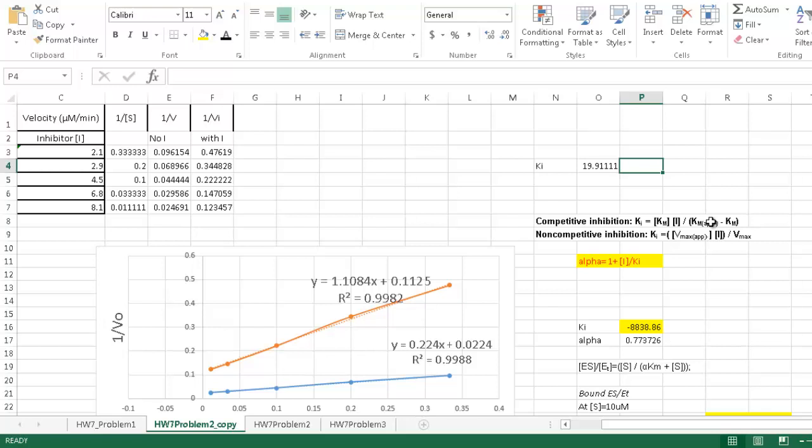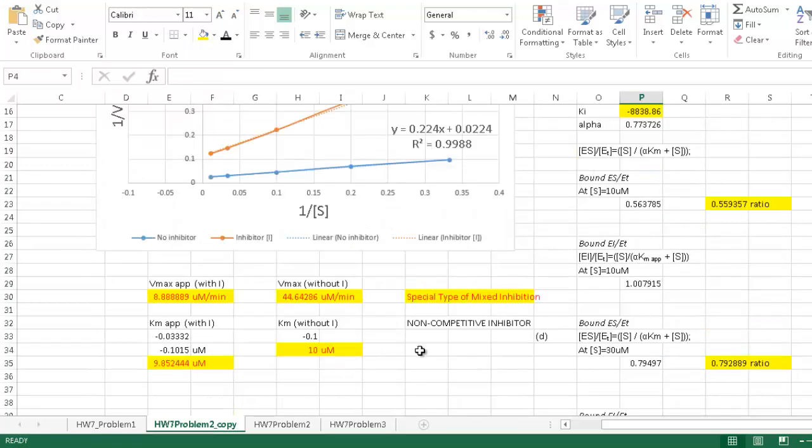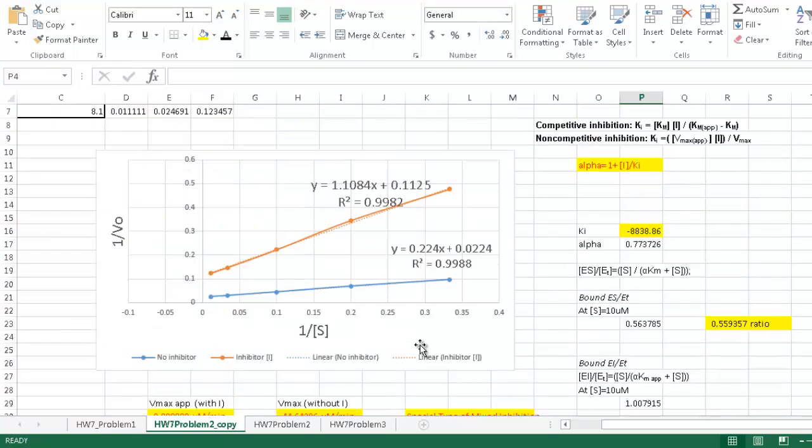You can call it the dissociation constant for this non-competitive inhibitor. It's going to be the same because, remember, non-competitive inhibition is a special type of mixed inhibition where the dissociation constant, or the equilibrium constant, is going to be the same whether the inhibitor binds to the enzyme or whether the inhibitor binds to the enzyme substrate complex.